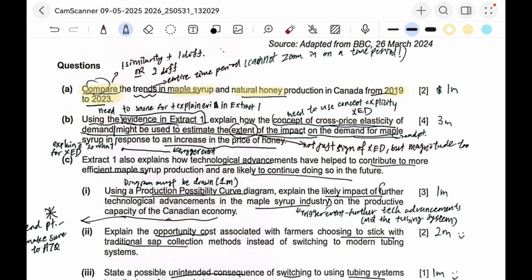We saw that maple syrup and natural honey are compared side by side, and there is a difference in how their production volume changed over the years. So again, make sure that when you answer, there is this comparison aspect. So you could talk about, for your maple syrup, it decreased over time from 2019 to 2023, while for natural honey it increased. So cite some data to support what you mean, because here the question didn't say refer to table 1, but in your answer you could say that.